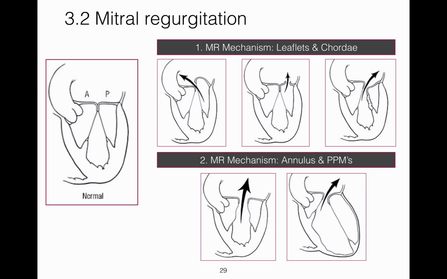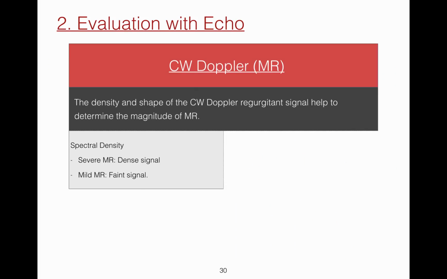For example, a dilated left ventricle and mitral annulus is likely to cause central mitral regurgitation, or posterior mitral leaflet prolapse is often the cause of an anteriorly directed eccentric mitral regurgitant jet. The density and shape of the CW Doppler signal of mitral regurgitation can help to determine the grade.